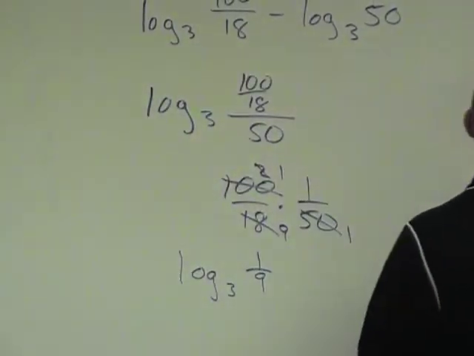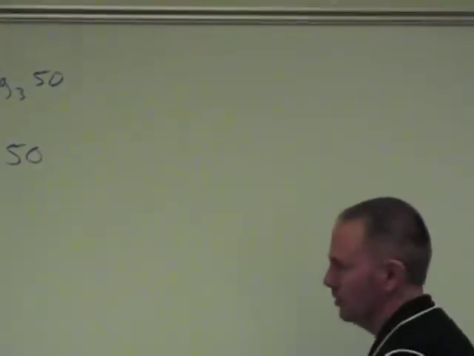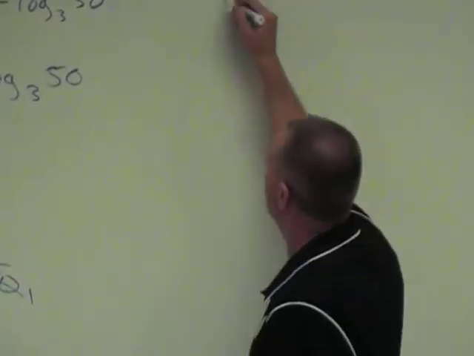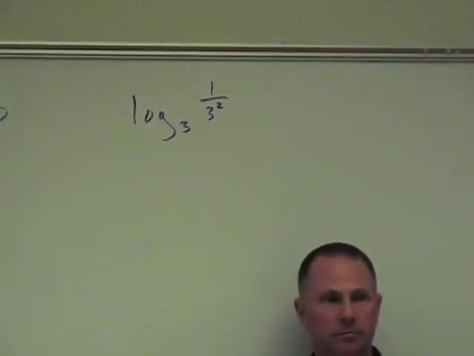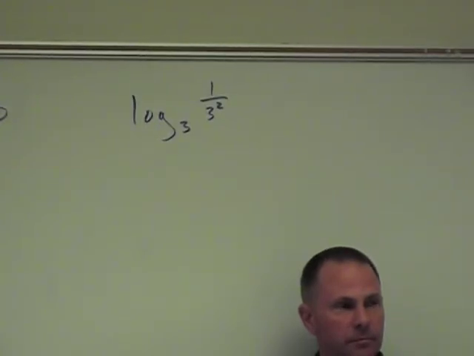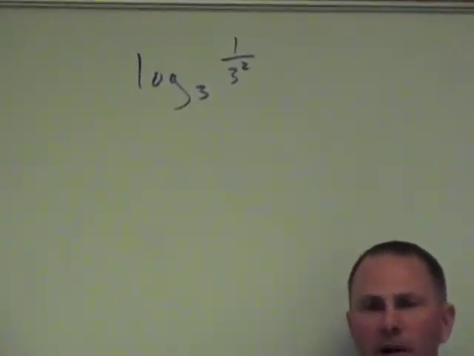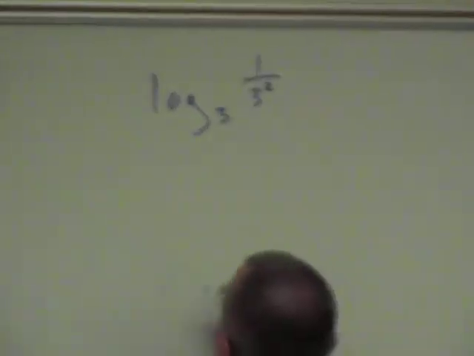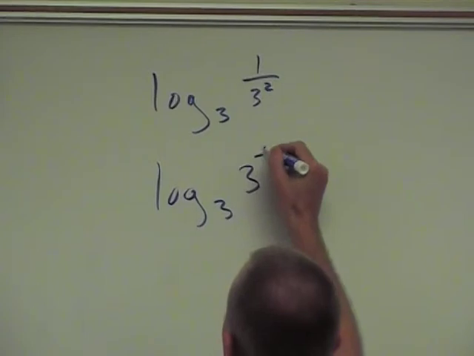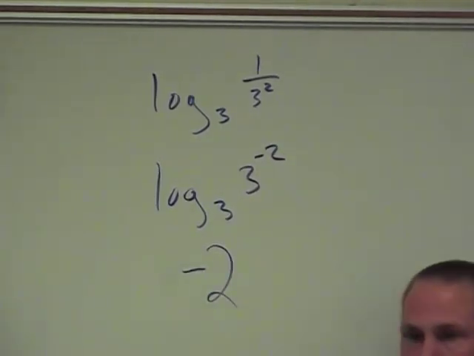Log base 3 of 1/9. Everybody knows what that is. You've got to get the 9 and the 3 to be the same, so what are you going to do? 3 squared is 9, isn't it? Okay, but it's in the denominator. How do I move it to the numerator? If you use a negative exponent, we change the exponent's value. So that's 3 to the negative 2, so the answer is negative 2. So all those logarithms give you a negative answer. Okay.